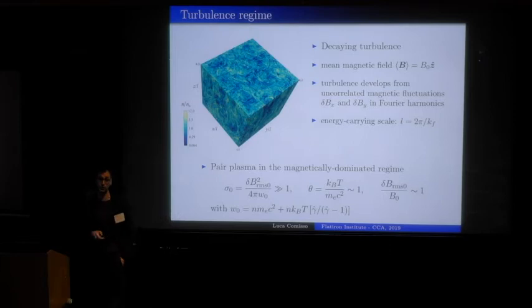And I'm going to show you results for a pair plasma. We already have simulations for electron-ion plasma, but for this presentation I'm only focused on the pair plasma case, that is relevant for the astrophysical objects that we have seen before, that in practice are active galactic nuclei jets, pulsar wind nebulae, and probably also gamma ray bursts.